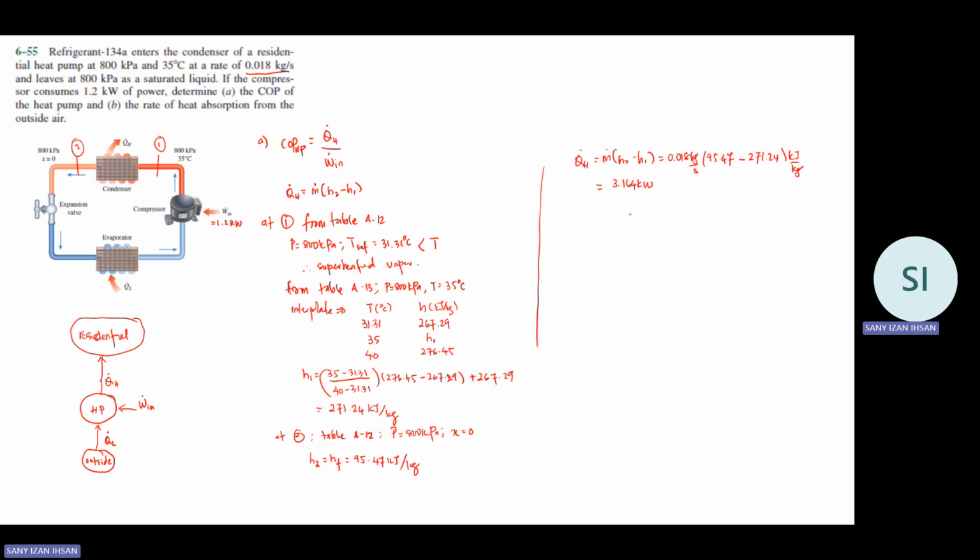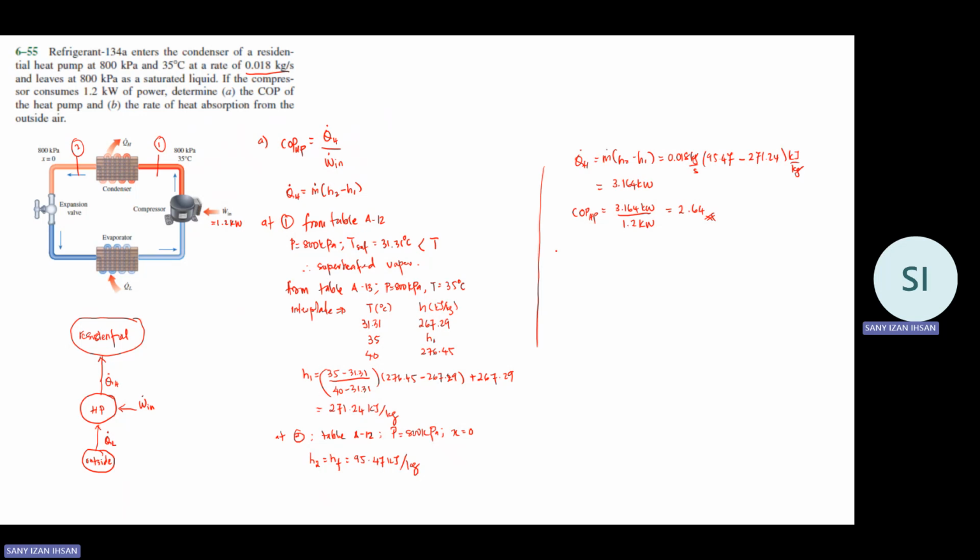Okay, we have that QH value now. Then we can go back to our first equation that we are interested to find. Therefore, our COP for the heat pump is QH over W in, which is 3.164 kilowatt divided by W dot in, 1.2 kilowatt. Same unit there. So if you calculate, this will be 2.64. This is the coefficient of performance for that condition. That is the first part.